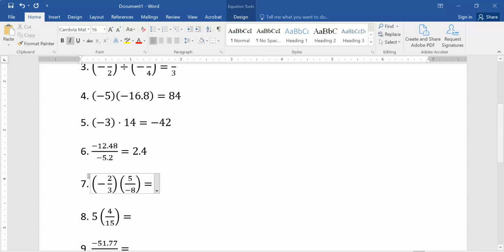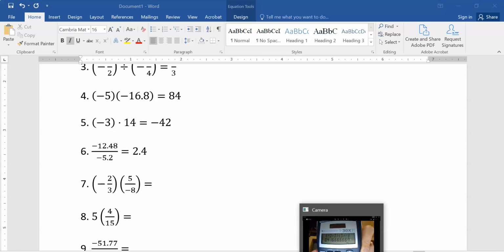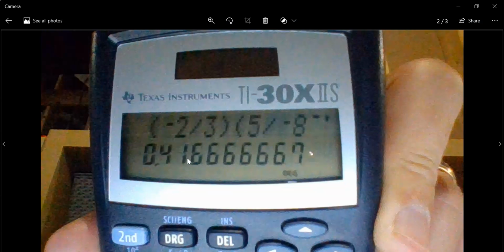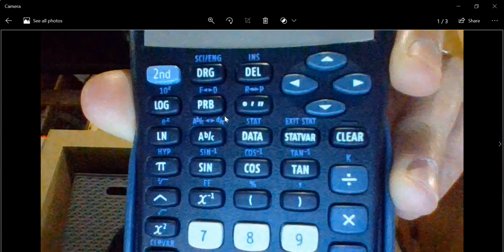So let me show you this on my calculator one more time. So here we go. I typed in -2/3 in parentheses and times 5 divided by -8 in parentheses. I got this 0.41666, lots of sixes, and then a 7. Now, again, where that fraction to decimal button is, right here. So second, and then that button. When you do that, answer FD, press enter, you get 5/12.